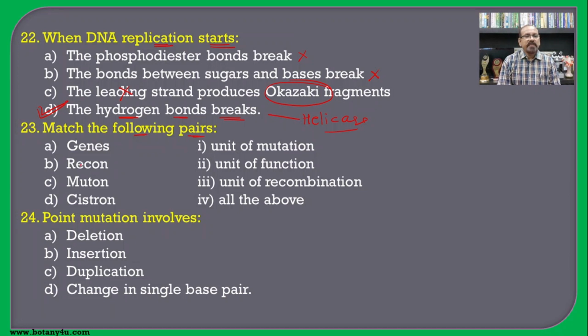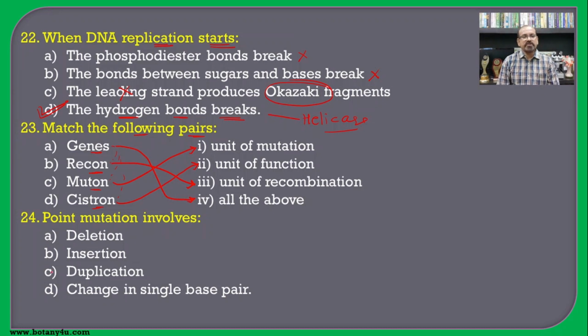Match the following pairs. If we see the genes, recons, metons, and cistrons: genes are nothing but the recon unit of recombination, the muton unit of mutation, and the cistron unit of function. Gene is a unit of mutation, gene is the unit of function, gene is a unit of recombination. So first of all, we can see that the recon is a unit of recombination, the muton is a unit of mutation, and the cistron is the unit of function, that is the formation of the polypeptide chain.